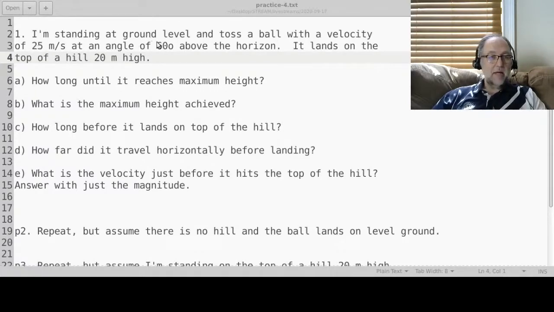I'm standing at ground level, and I toss a ball with a velocity of 25 meters per second at 60 degrees above the horizon. Okay, and I'll draw a diagram. I'll tell you what that 60 degrees above the horizon means. And it lands on the top of a hill, which is 20 meters high.